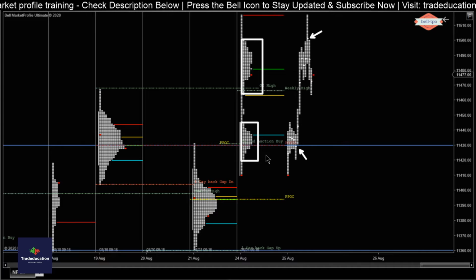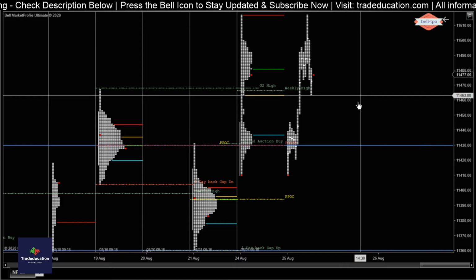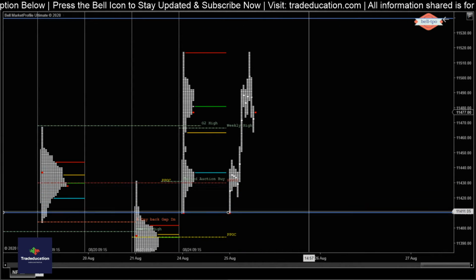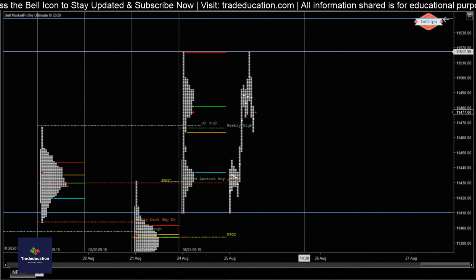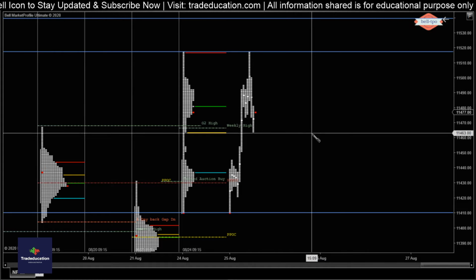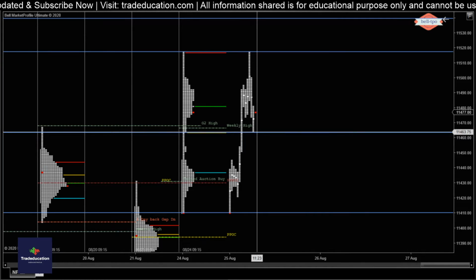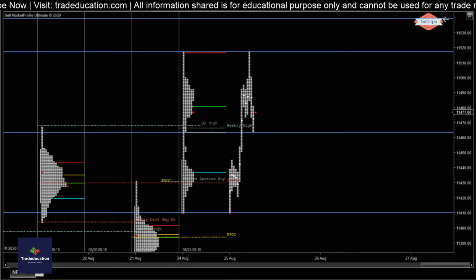So let me clear all this stuff, and let's quickly mark the references. The references are going to be the low, the high, and this single print zone, because the auction went higher. This is where the auction just halted, if you see, and then it just tried to reverse. Let me bring in the pre-open market session, and let's look at where the auction develops or opens.